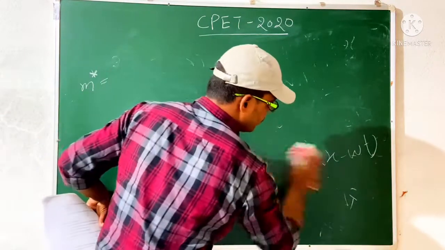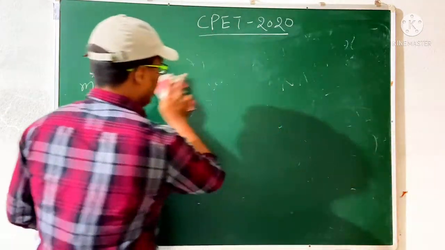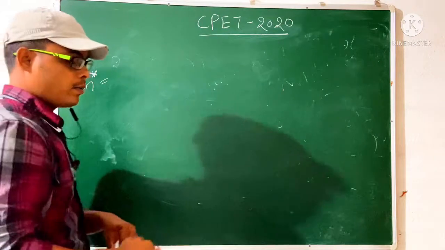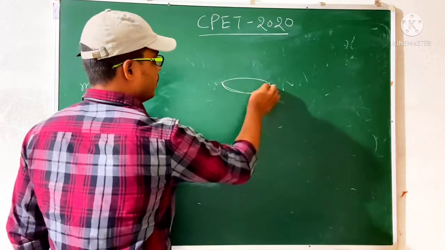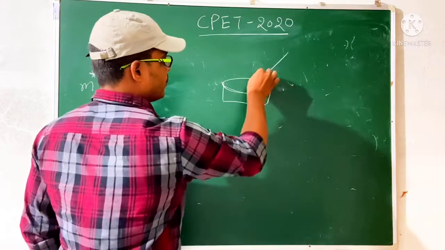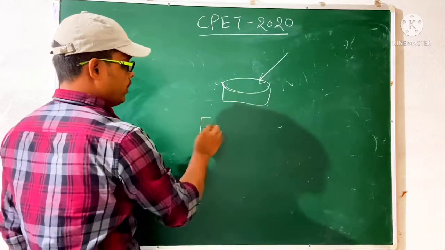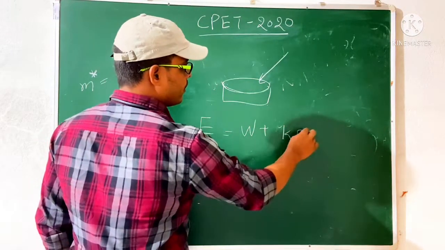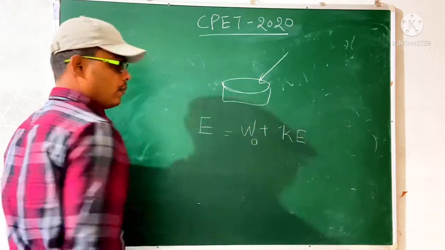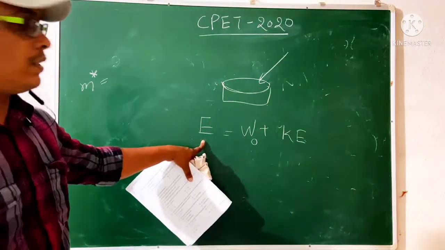Another is your work function. By Einstein's law, if some energy is acting, it has some energy, so E equal to the work function plus kinetic energy, right. We call it W0. This is the incident energy.